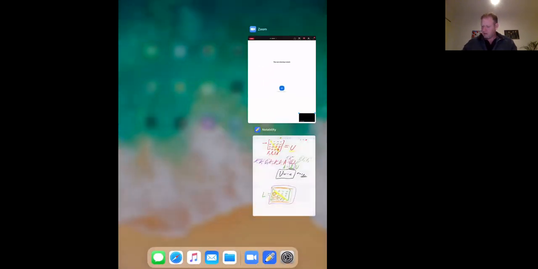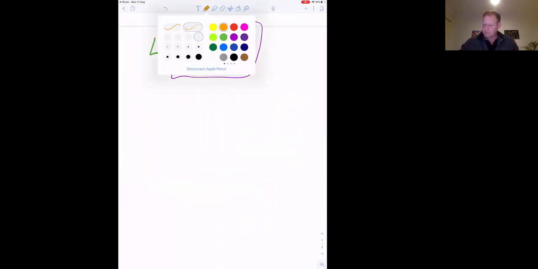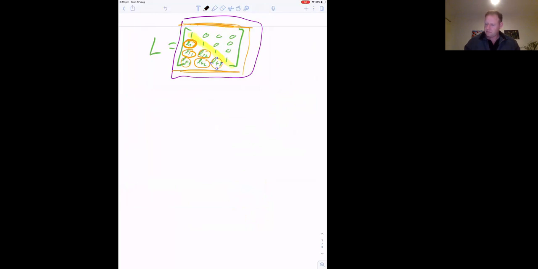And I think you can see the iPad. So, finding A inverse. What's the definition of A inverse?